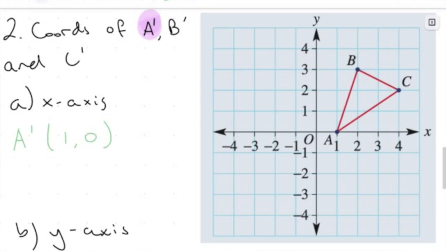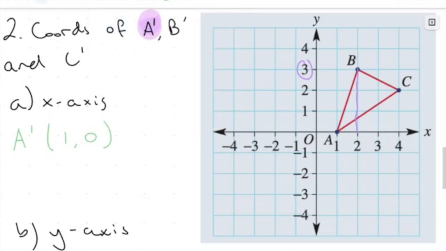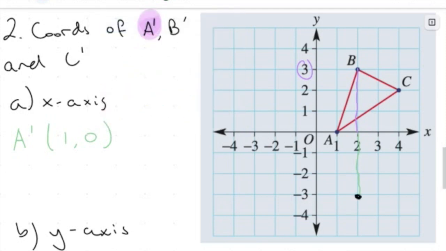Now, what do I want to do with B? Well, I can see that B is 1, 2, 3 units away from the x-axis. It's 3 units in the vertical direction. So to find where my reflected mirror image is going to be, I just want to go 3 units in the opposite direction. So 1, 2, 3 in the opposite direction. This thing here is going to be my B prime.